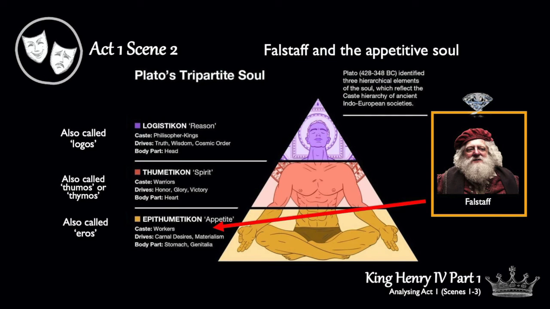Falstaff's character very clearly mimics the appetitive part of Plato's tripartite soul. He's known to be a drunkard, he's a wanton, a thief, and spends much time in the company of prostitutes. Everything done by this man is done in the pursuit of his own pleasure and gratification. This is a man driven by the appetitive soul, and it is from him that Hal must learn to control and direct these drives within himself.